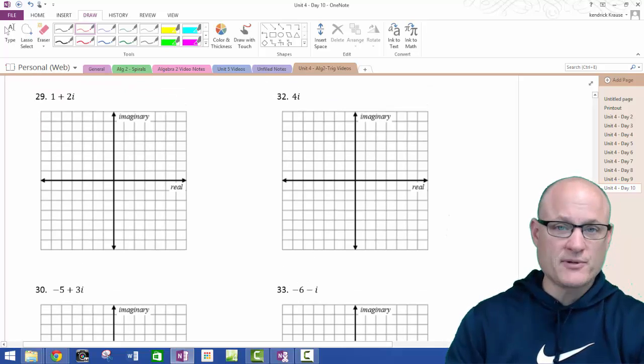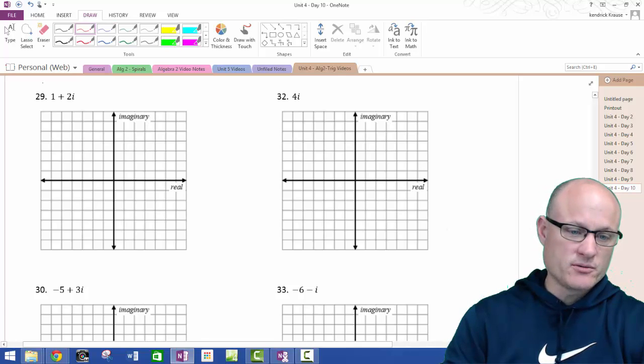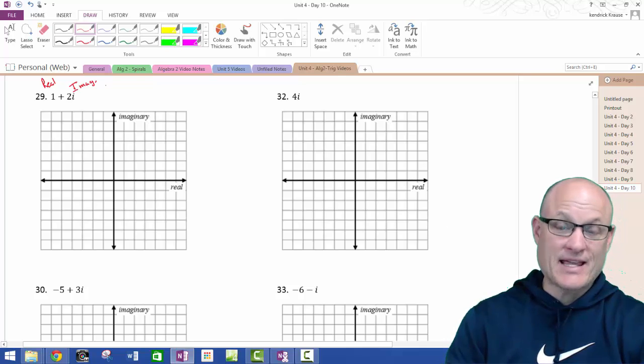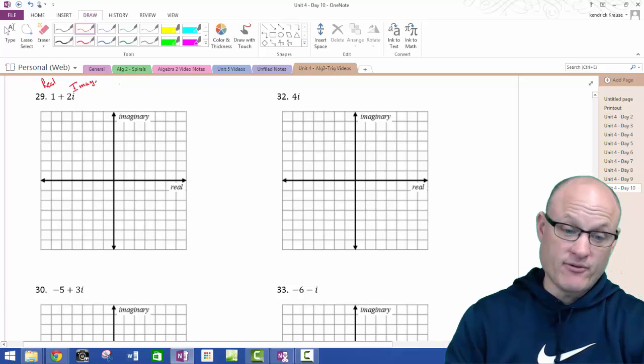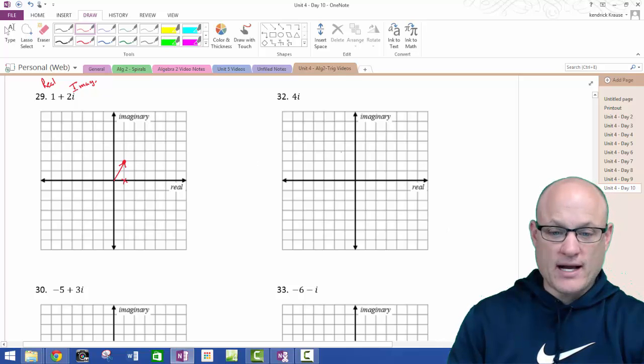So 1 plus 2i. This is the real part. This is the imaginary part. So you're really just going to plot that point and draw in a vector. So 1 on the real axis, that's here, up 2 on the imaginary axis, so that gives us this point right here, and we're going to draw in the vector. 4i, that's just straight up 4 on the imaginary. There it is right there, 4i.